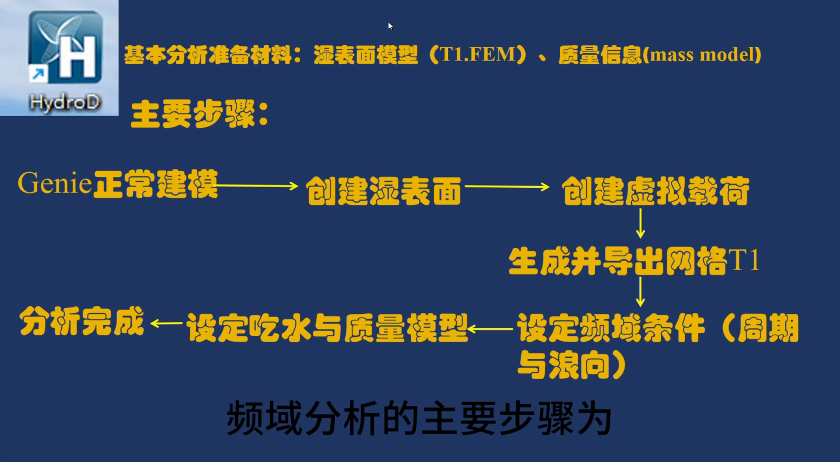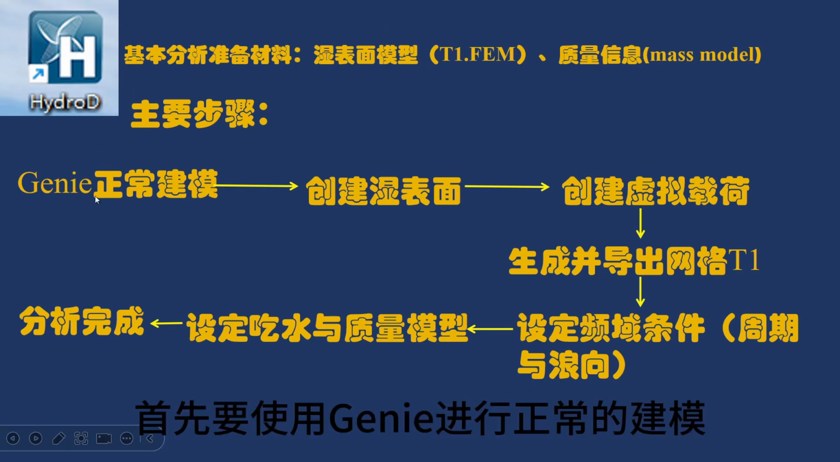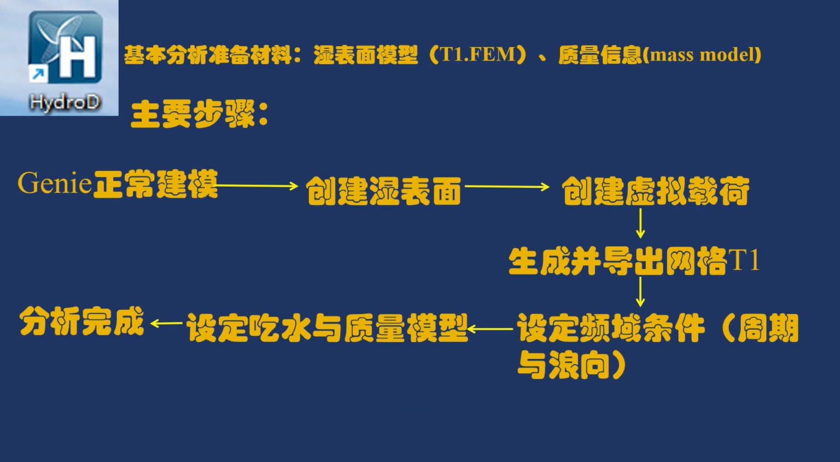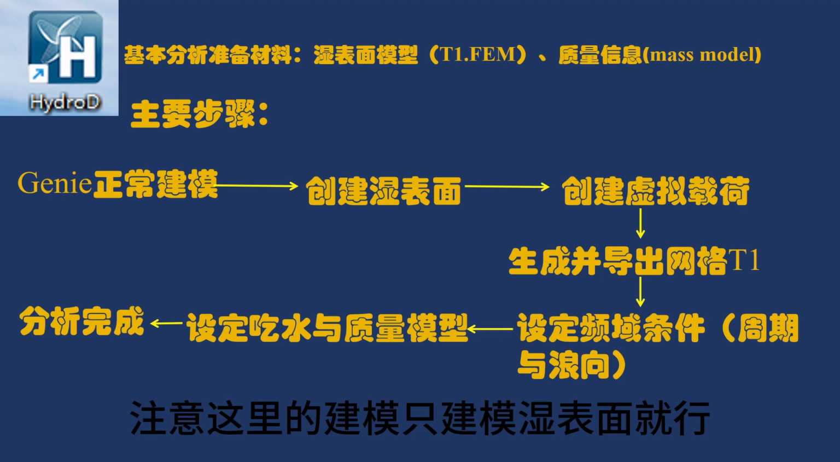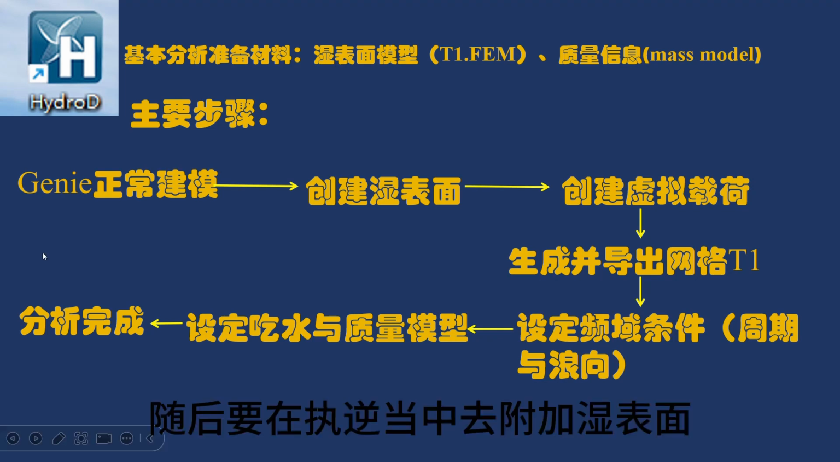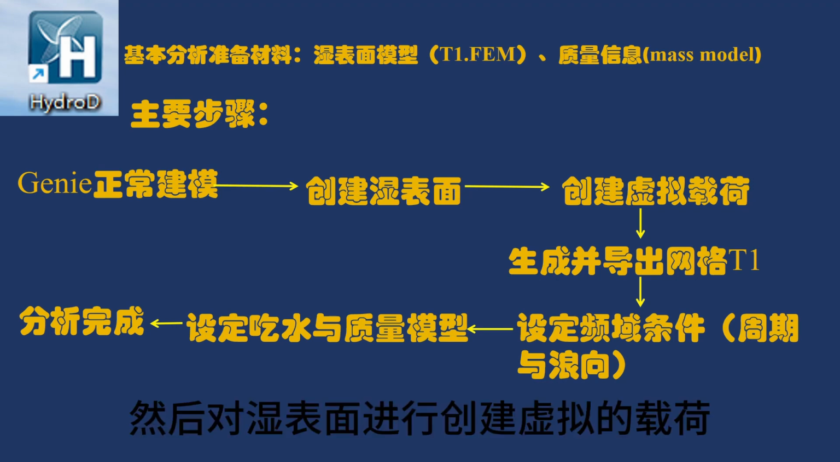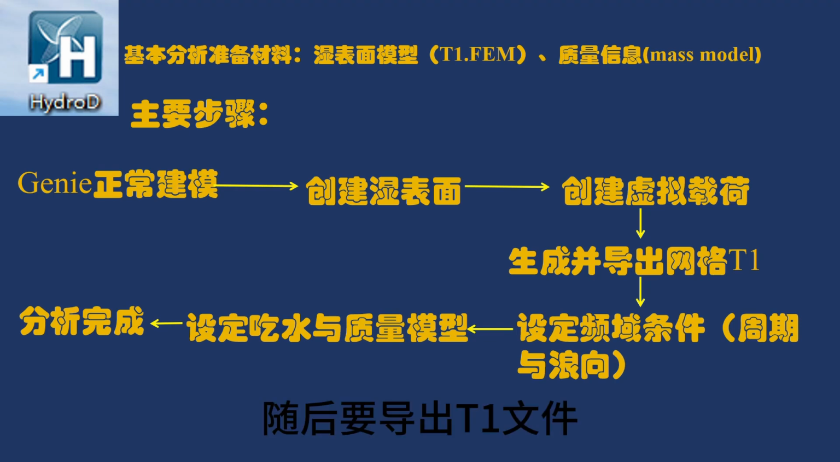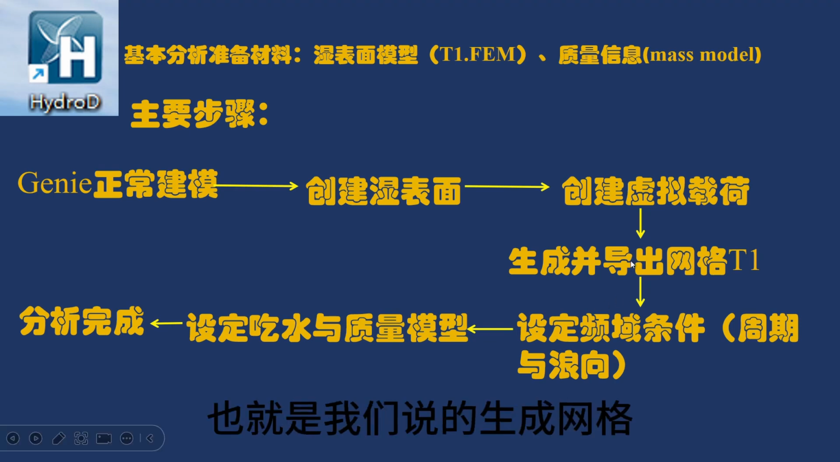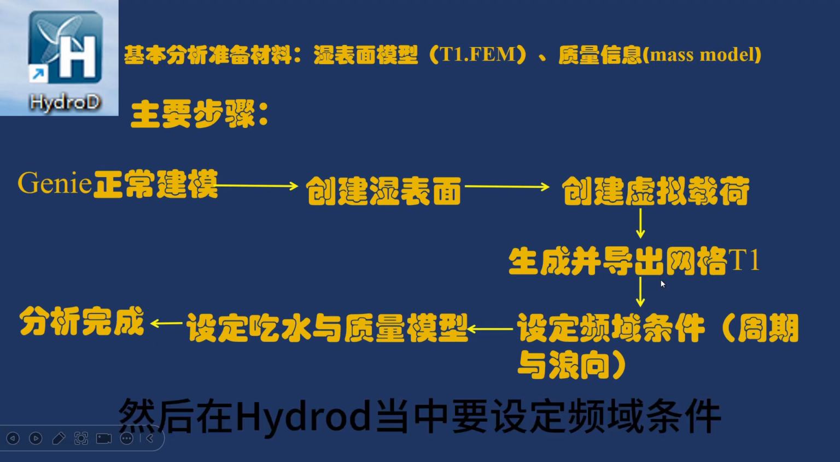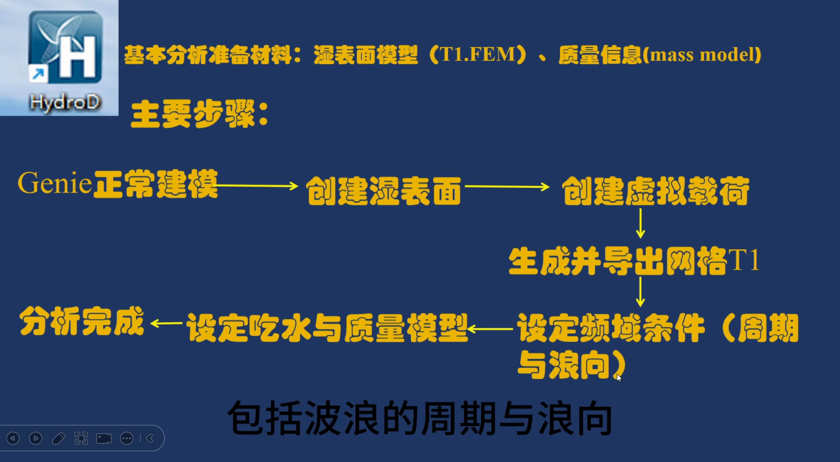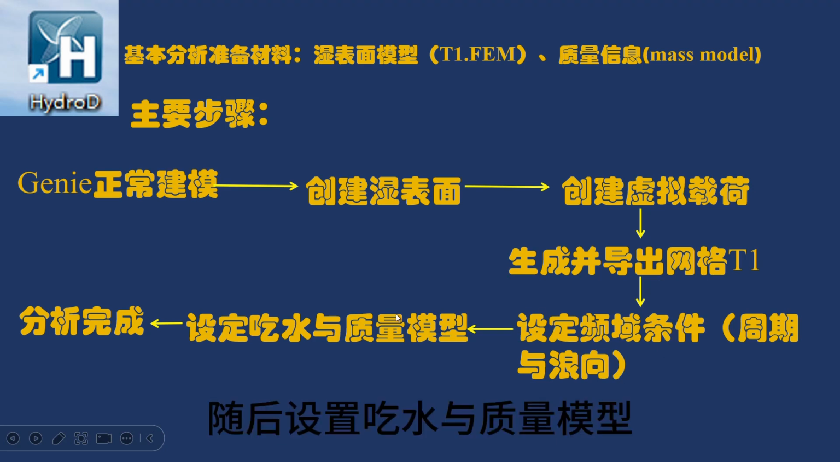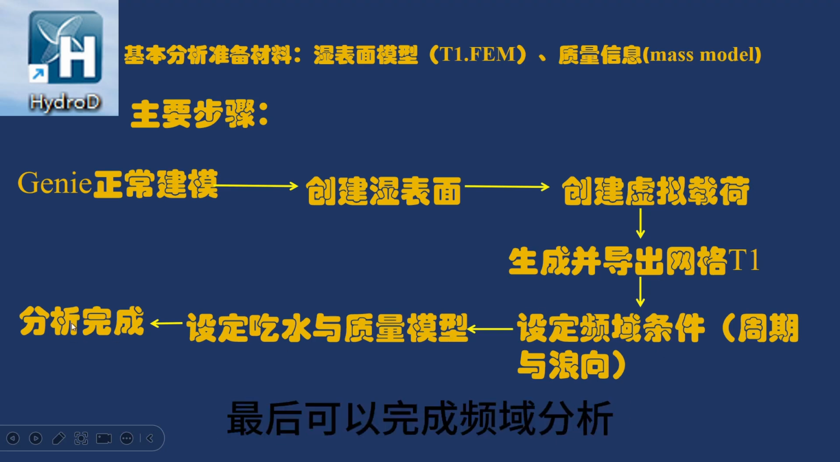The main steps of frequency analysis are: first, use Genie to perform standard modeling. Note that here, modeling refers to modeling the wet surface only. After that, you need to attach the wet surface in STDive. Then, create virtual loads on the wet surface. Next, export the T1 file, which is what we refer to as generating the mesh. Then in Hydro-D you need to set the frequency domain conditions, including the wave period and phase, and then set the draft and mass model. Finally, you can complete the frequency domain analysis.